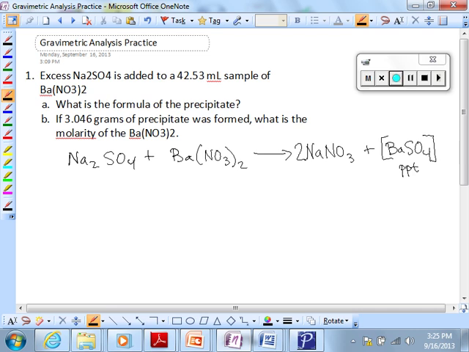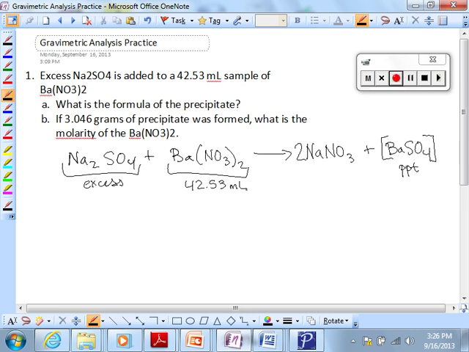And the question does not ask you for the balanced equation. However, if it's a stoichiometry problem, you're probably going to need it, so it never hurts to have it. Also, it helps you to picture what's going on. So we know we have too much of this sodium sulfate, excess, and we have 42.53 milliliters of this barium nitrate. Now it is a liquid, a solution, and so we can't take barium nitrate and change it to moles using that 22.4. Be very careful with that. It's only for gases.